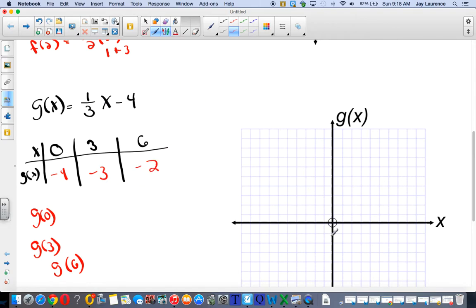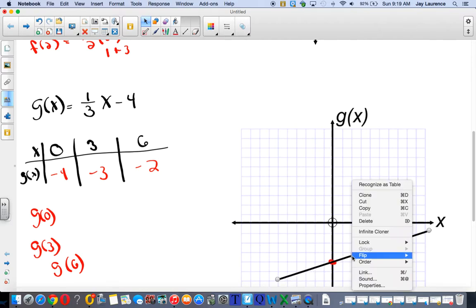0, -4. 0, 1, 2, 3, 4 is right there. Okay. 3, -3. 1, 2, 3, 1, 2, 3 is right there. And 6, -2 is right there. Okay. Now, I'm going to get my line in here. Am I done? Hopefully you realize I'm not, because I haven't drawn a line yet.